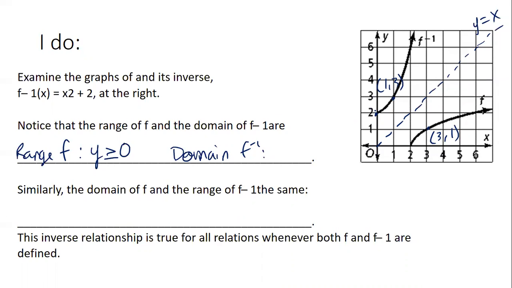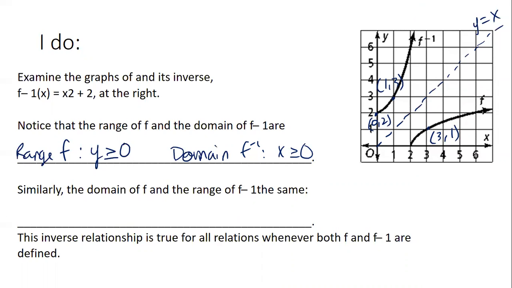So not bottom to top, we're looking at domain, and domain goes left to right, the x value. So my lowest x value here is 0. So we're at (0, 2). So I start at 0 and then I go on to infinity. So my domain is x is greater than or equal to 0.